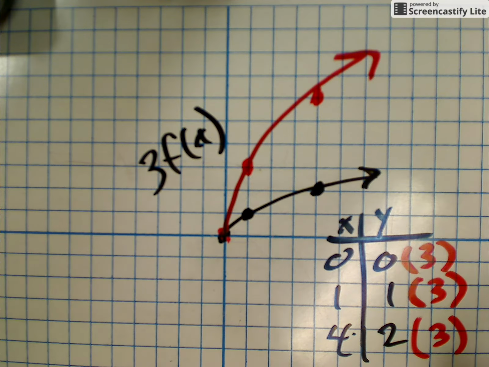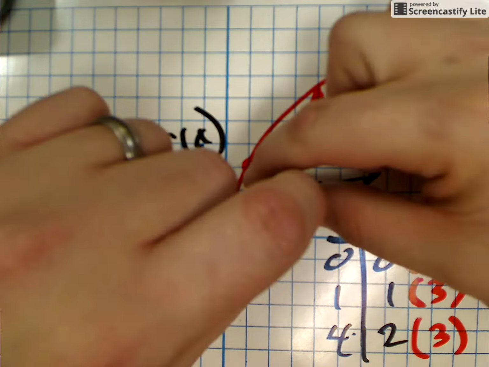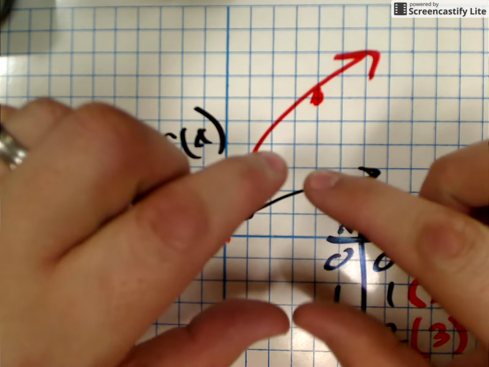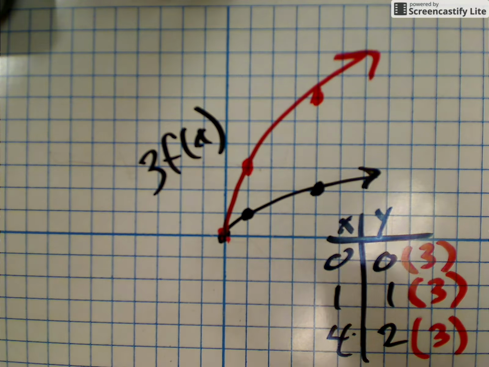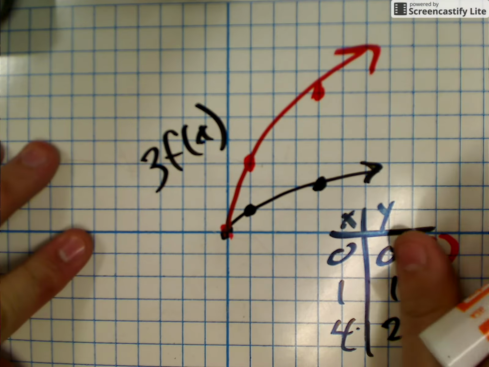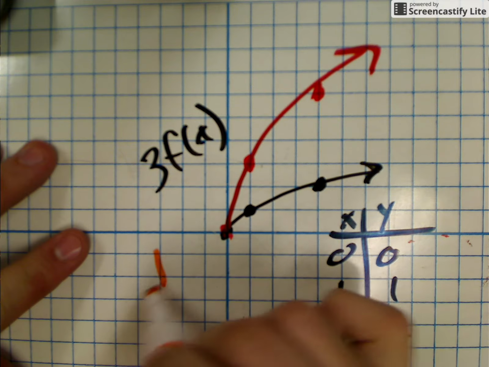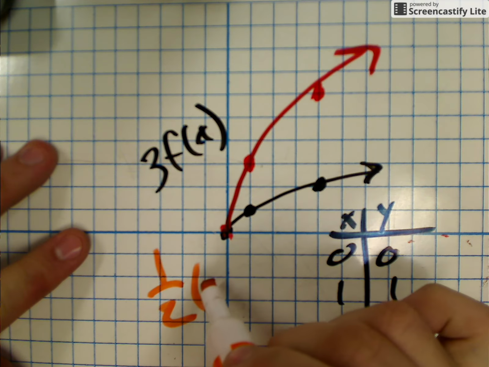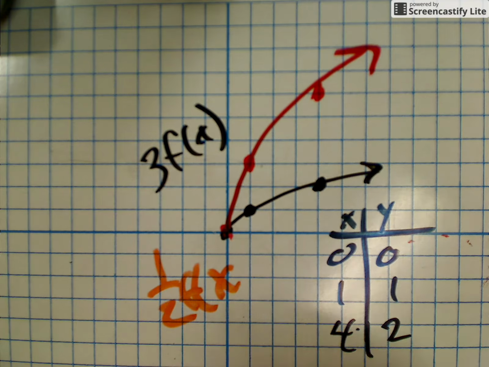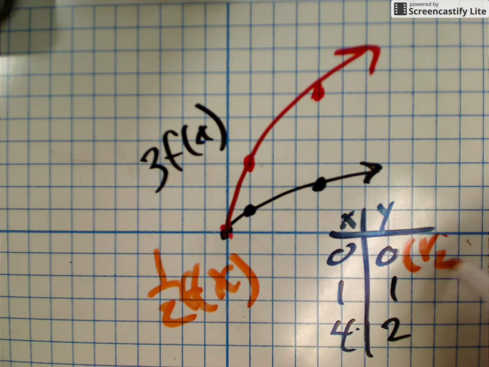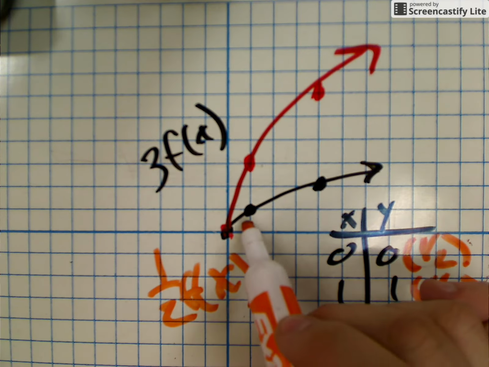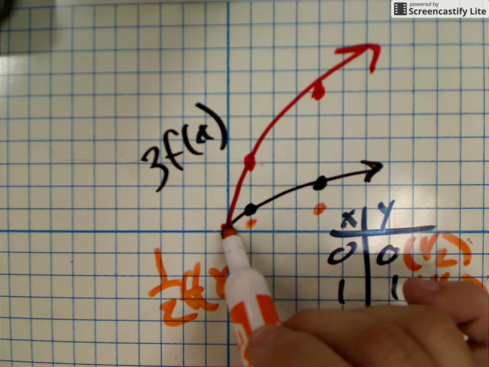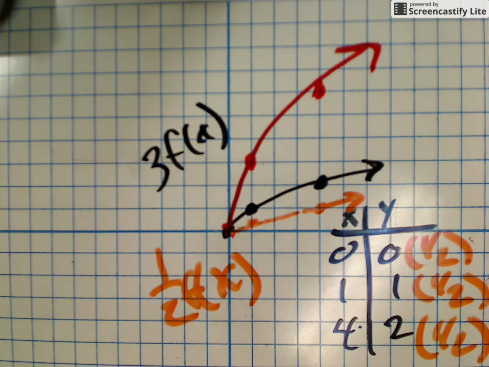A vertical compression does something very similar, but instead of stretching away from your x-axis, you're bringing the y values closer to your x-axis this way. Let me erase this real quick and show you one. Let's say I wanted to do 1/2 f of x. Again, I'm taking all of my y values and multiplying them by 1/2. So 0, 0 doesn't move, but this becomes 1/2 and this becomes 1. So now my vertical compression looks something like that.